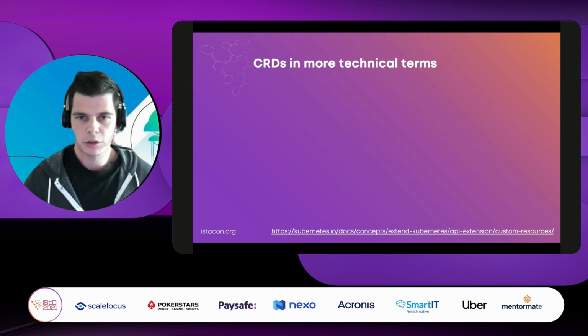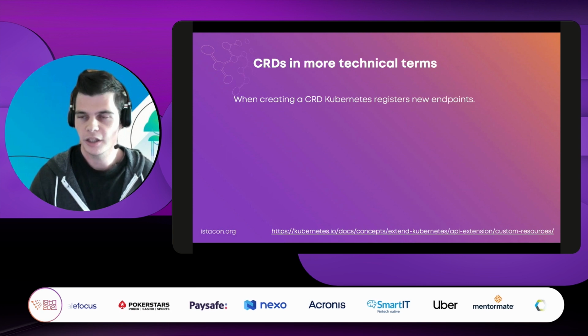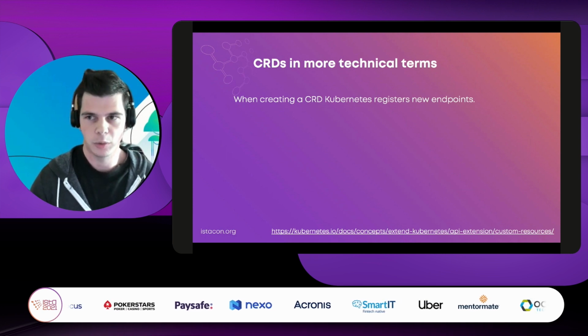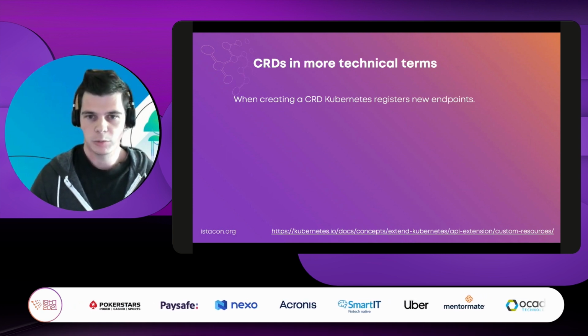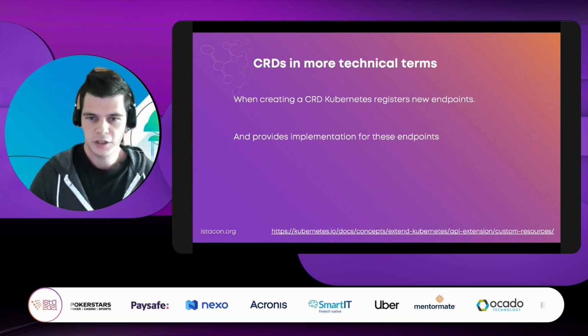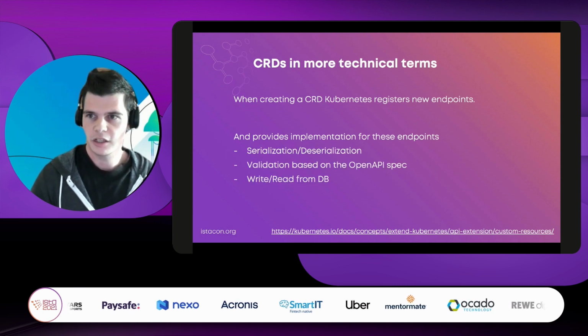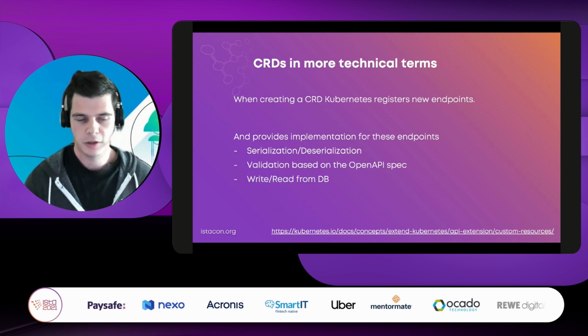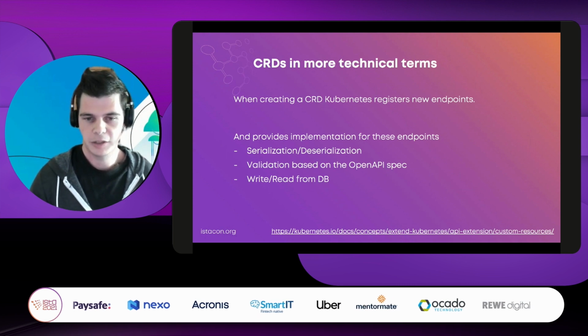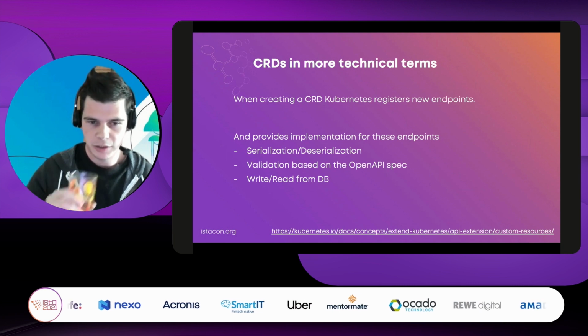Now, in more technical terms, what happens when you create a new CRD is Kubernetes registers new API endpoints to the Kubernetes API so that you can use them to interact with your resources. And Kubernetes also provides implementation for these endpoints. This implementation includes serialization and deserialization of the request and the response, validation based on the OpenAPI spec of the resource, and the logic which reads and writes from the database.